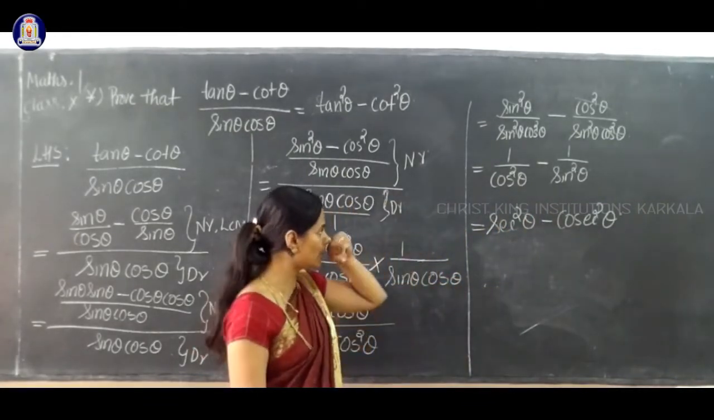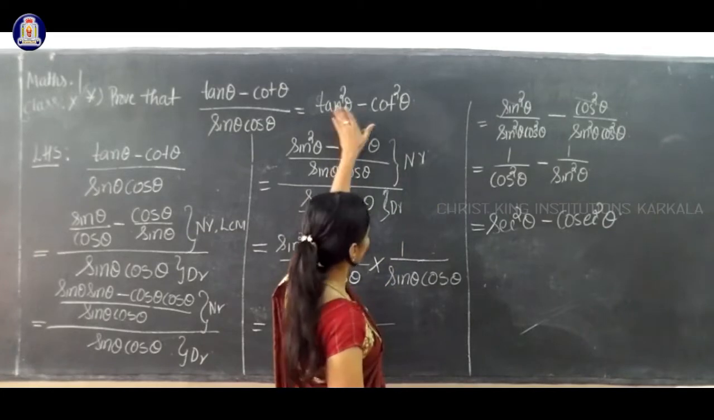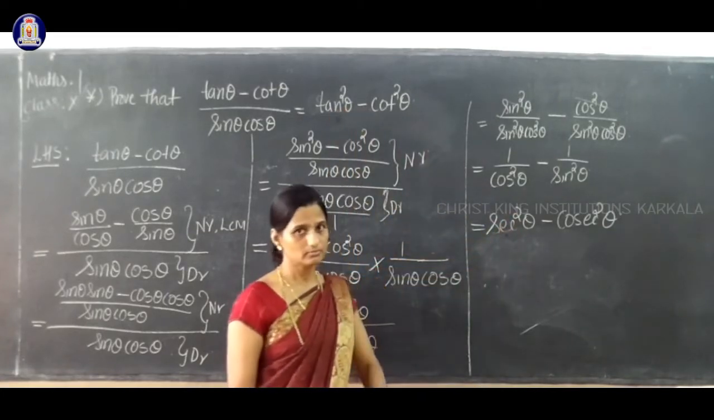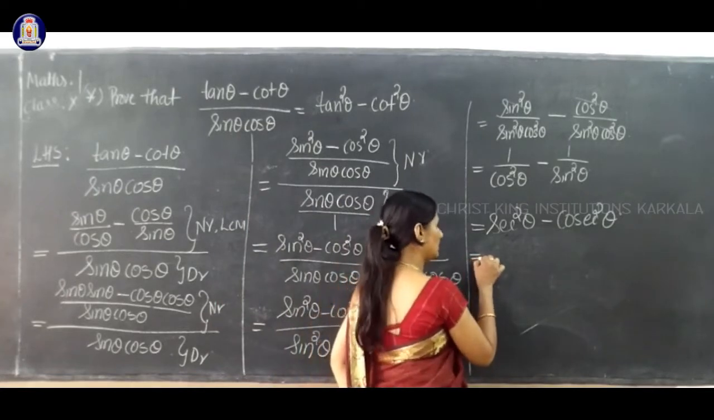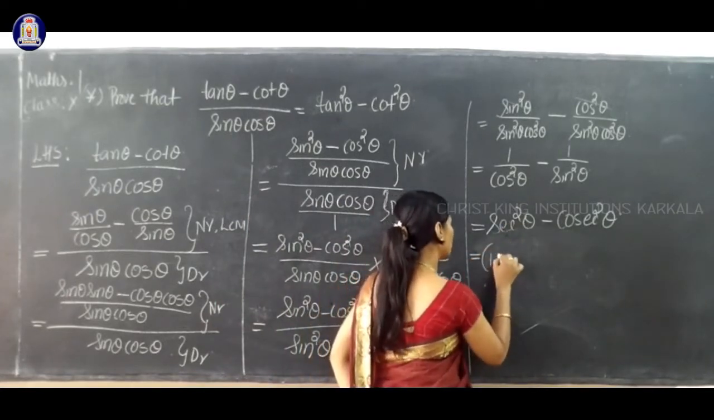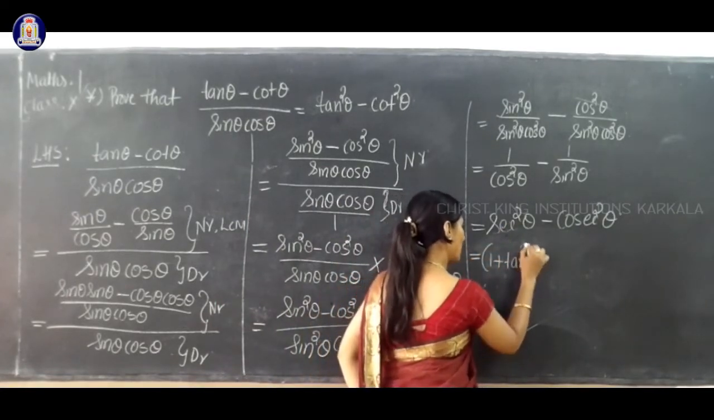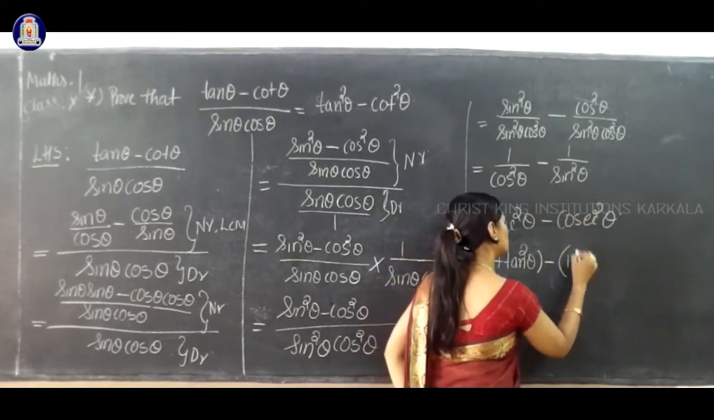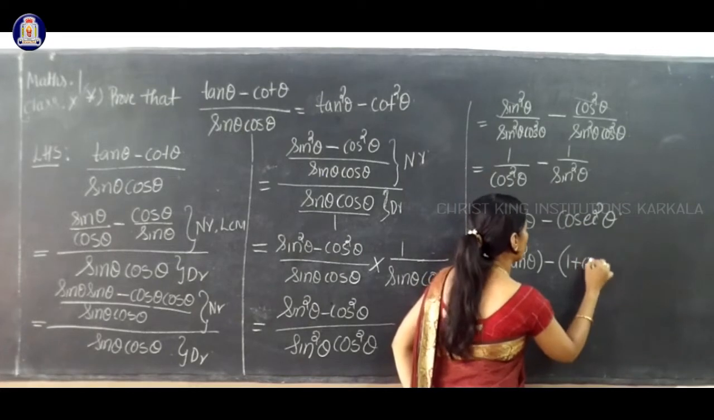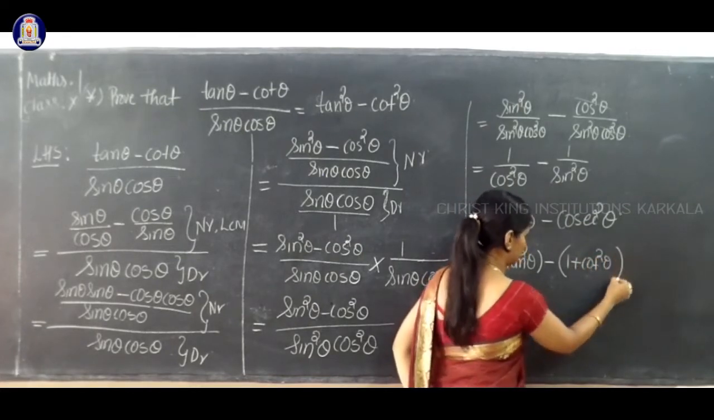Now how to get tan square from secant square? You have a relation. What is that relation? Identity is secant square is 1 plus tan square theta, and cosecant square is 1 plus cot square theta.